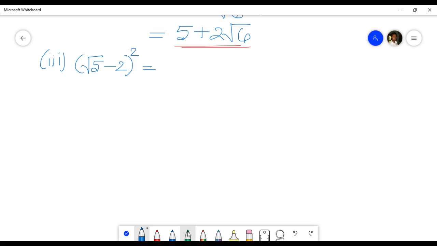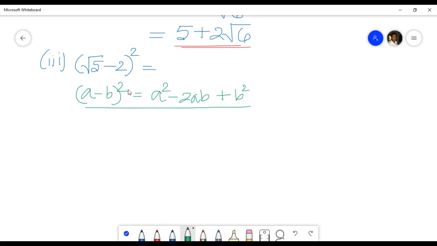2 whole square. Now you see this equation is also in the form of a minus b whole square. And what is the expansion of a minus b whole square? A square minus 2ab plus b square, right? You have to remember this. You have to keep these equations and their expansions in your mind. A minus b whole square is equal to a square minus 2ab plus b square.